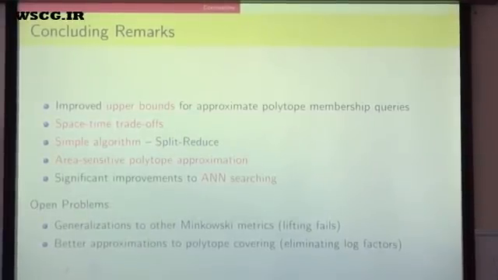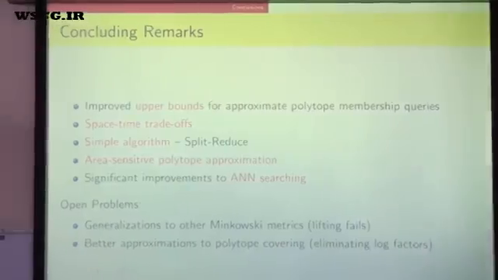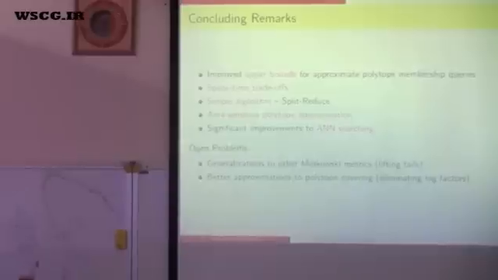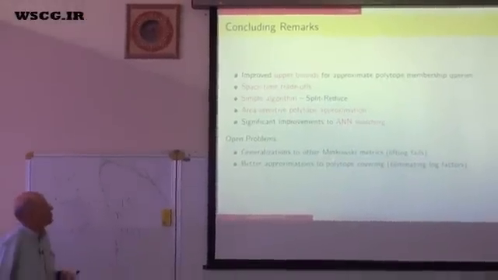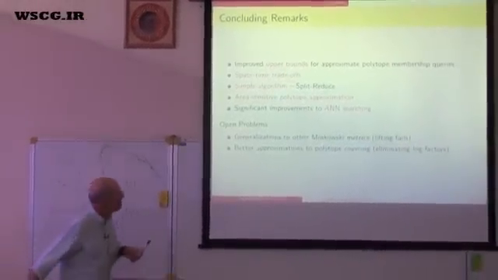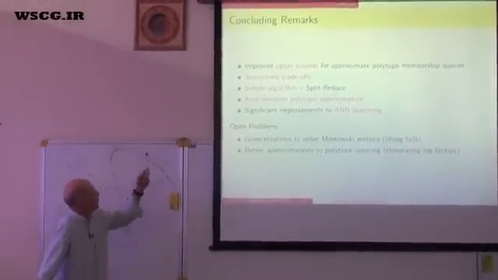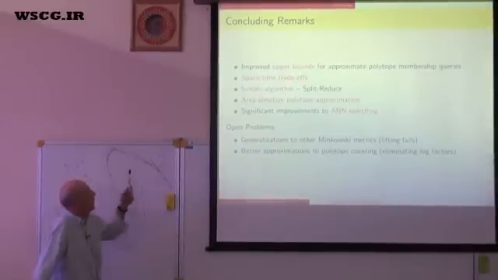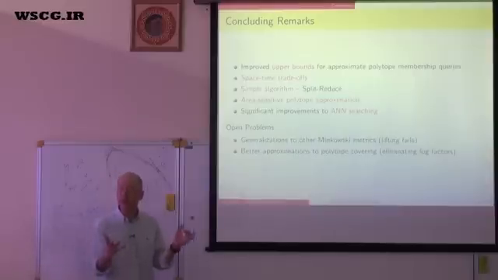And remarkably, yes, I guess we're going to come back pretty much onto time again, pretty close. So our results were the following. We presented improved lower bounds for approximate polytope membership queries. We used these to achieve space-time trade-offs for membership queries. We had a very simple algorithm. That's actually the nice thing about this, right?